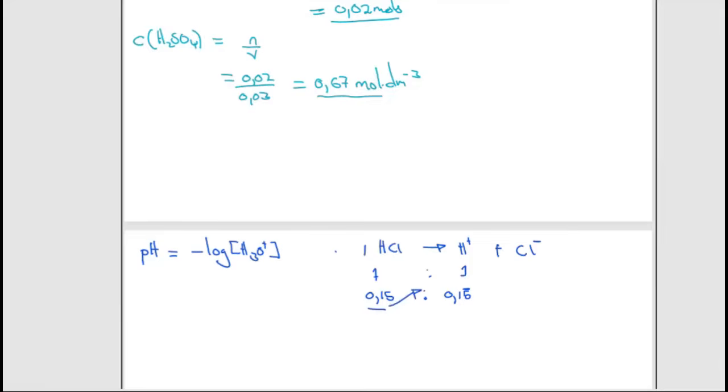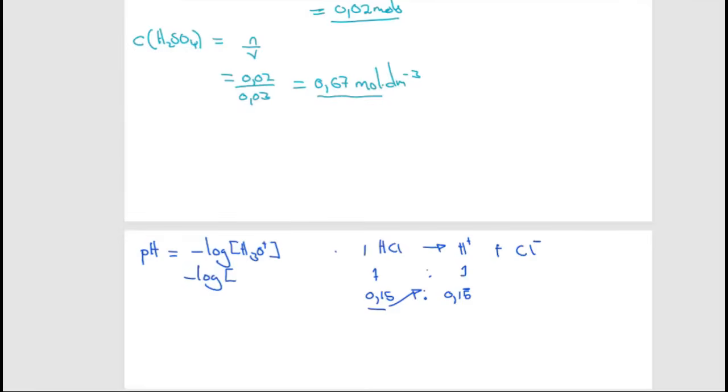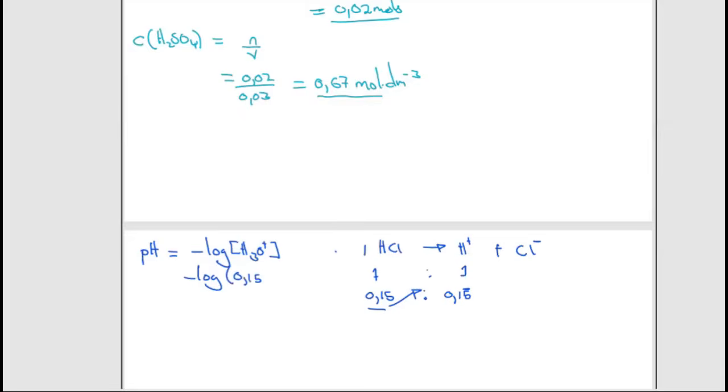But if it's diprotic, we are now supposed to use what? The mole ratio. So to proceed there, I'm going to say minus log of my concentration, which is 0.15. Remember, I'm no longer supposed to use the square bracket there. I'm going to use 0.15 like that.